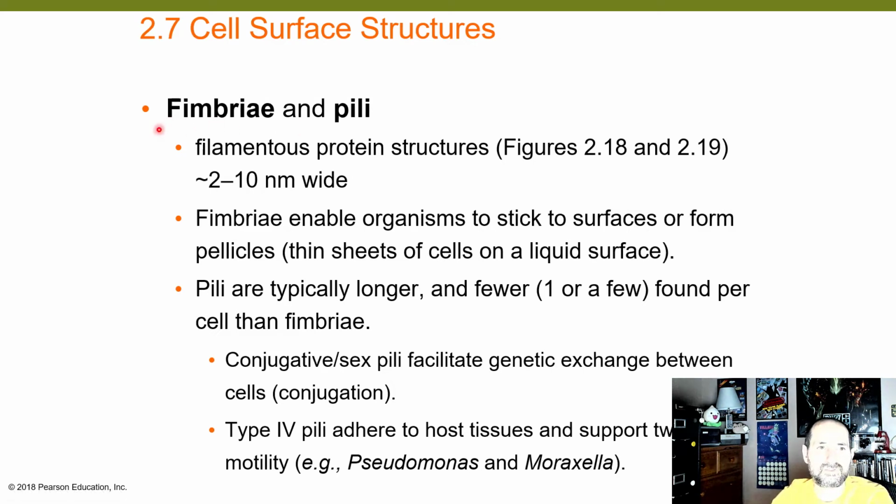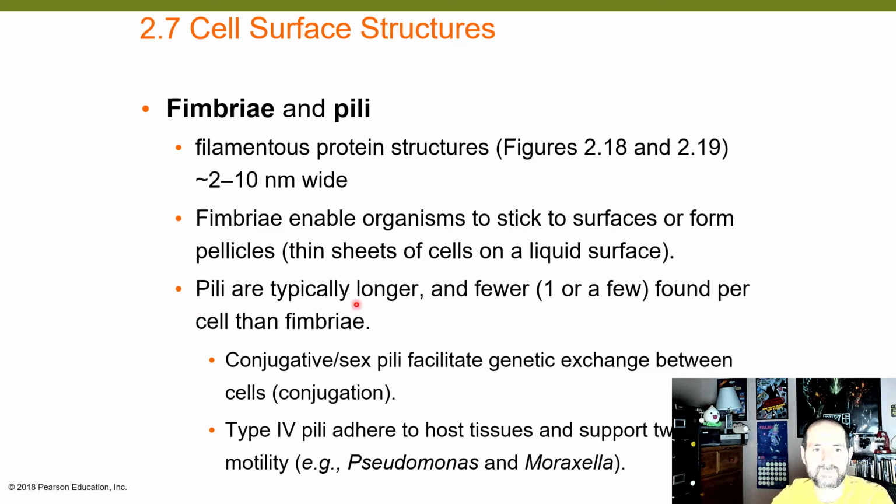Other structures to be aware of are the fimbriae and the pili. These are filamentous protein structures. The fimbriae enable organisms to stick to surfaces or form pellicles, thin sheets of cells on a liquid surface. So again, I gave you the example of how come bacteria stick to your smooth teeth so easily? Well, part of it is the glycocalyx, the slime layer. Part of it's also these fimbriae, which are these little bristly structures, these filamentous protein structures that serve like little bristles and allow the bacterium to stick to smooth surfaces.